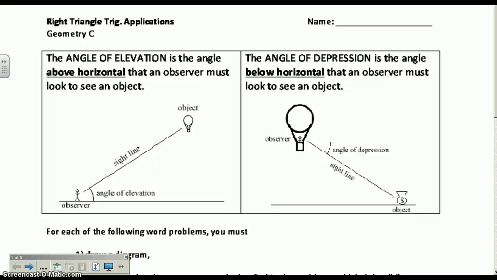Hi guys, we're here at Geometry C working on right triangle trig applications. You should have got a note packet from the substitute teacher, and I'd like you to please turn to page 10, so we're all looking at the same guided notes.